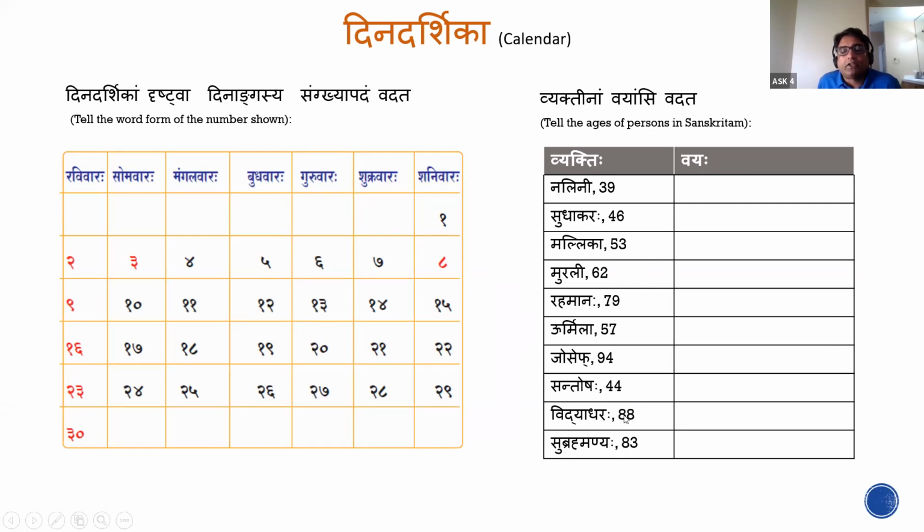Okay. So 80 is Ashitihi. So what will be Vidyadhara's age? Ashtashitihi. Sudhakaraha, look at it. Just start with shat, tell shat. Panchashat. Chatvarimshat. Yes. So urmilayaha vayaha kim? Sapta panchashat. Okay. So Murali Mahodayasya? Dvi Shashtihi. Subramanyasya Triyashitihi. That's it. Okay, very easy.